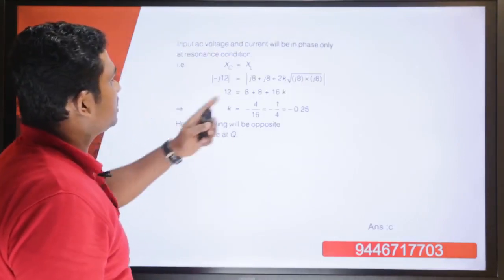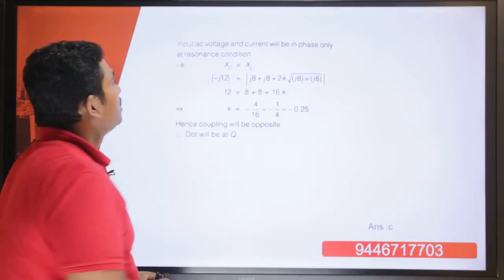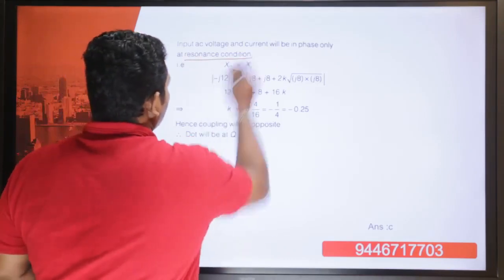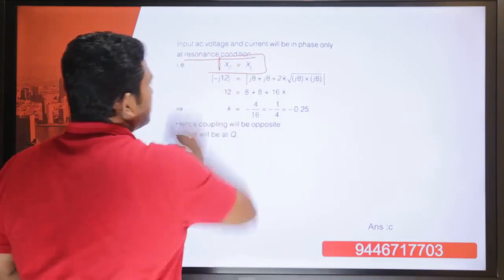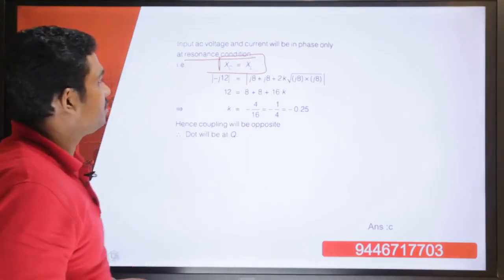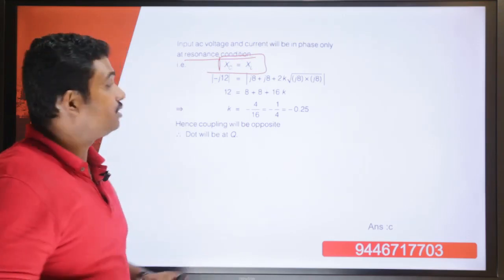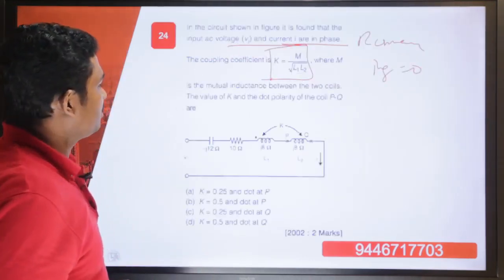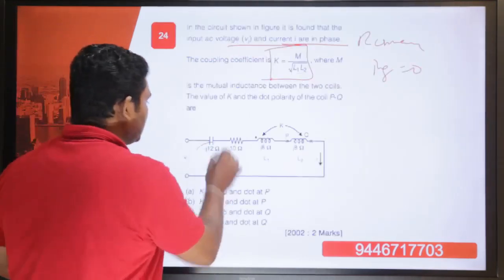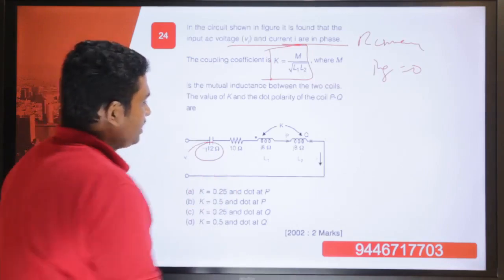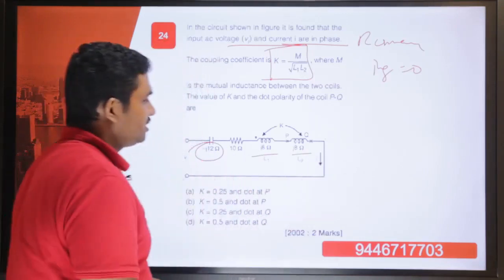So the input AC voltage and the current are in phase. That means the condition is resonance. So the net reactance is equal to 0, or capacitive reactance is equal to inductive reactance. What is our capacitive reactance? Capacitive reactance is minus J12. Our inductive reactance is J8 and J10.